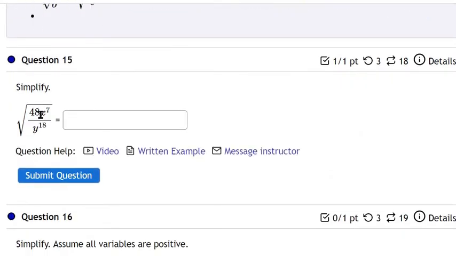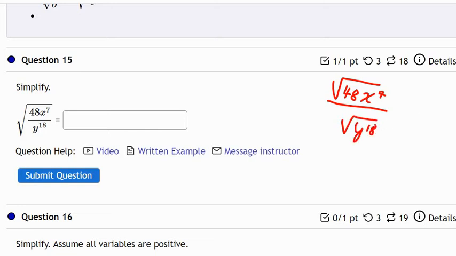I notice that there's a fraction as my radicand, and that does not lead to a simplified radical. If you have a fraction radicand, then you know that your radical is not simplified, so you have to use the quotient property to split it up. You'll get the square root of 48 x to the 7th over the square root of y to the 18th.